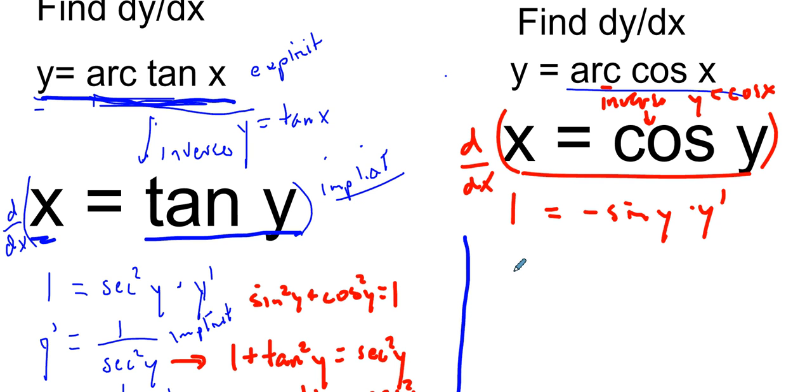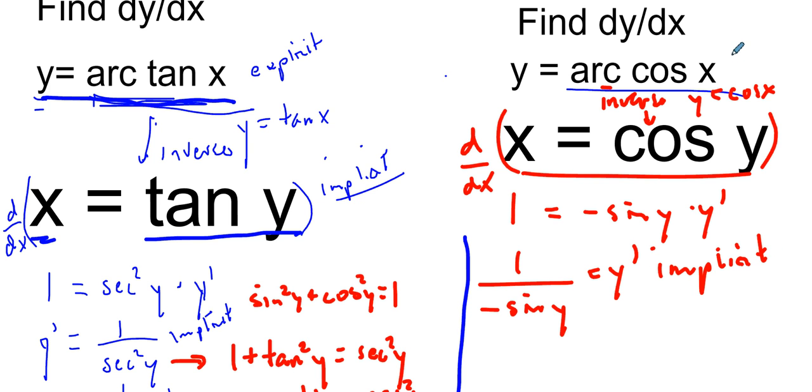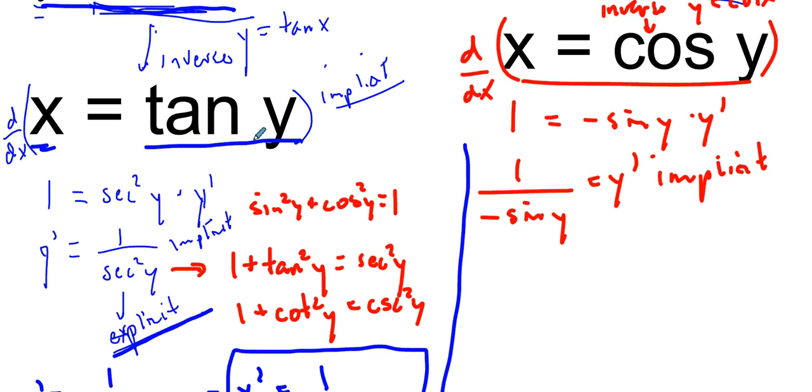So what do we have here? It's going to be 1 over negative sine of y, and that equals y prime. Now, once again, this is in implicit form. We don't want this implicit form. We want it in explicit form. Explicit means that we have it in function notation. And so what do we need to do? Well, we need to do something very similar to what we did over here.